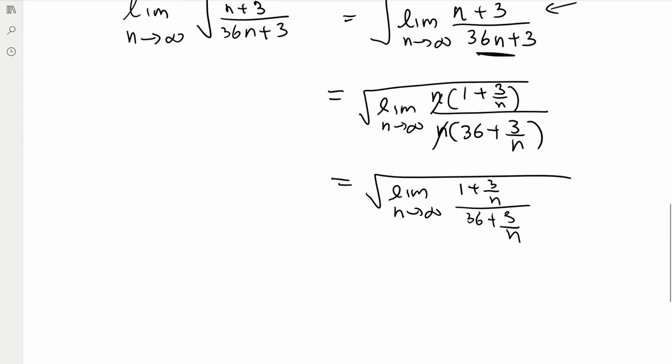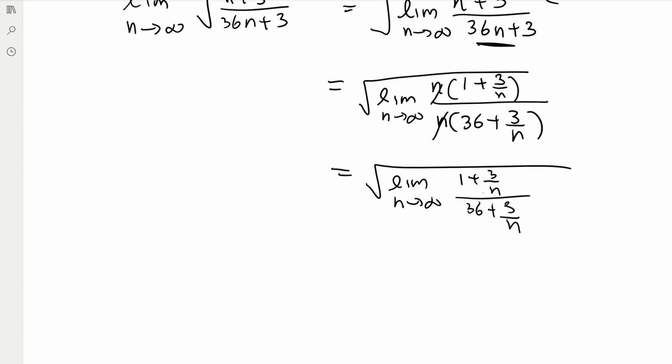So what's the limit here? When n goes to infinity, 3 over n approaches 0. Same here in the denominator, right? So what are we left with? The limit of what you have inside is 1 over 36, because the numerator is 1 plus 0, and the denominator is 36 plus 0. So the limit is the square root of 1 over 36.